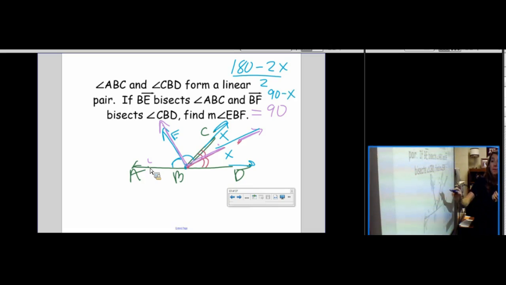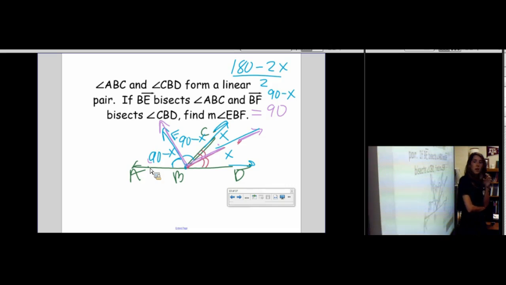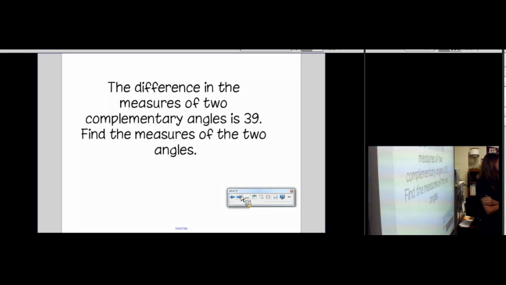So this is the complement. Look, this angle is 90 minus x. This angle is 90 minus x. These two angles are complementary. It just works that way. It's kind of cool. So they have to add up to 90. If I were to add these together, the x's would cancel. And what would you get? 90. Cool problem. Or not cool, depending on how you look at it.